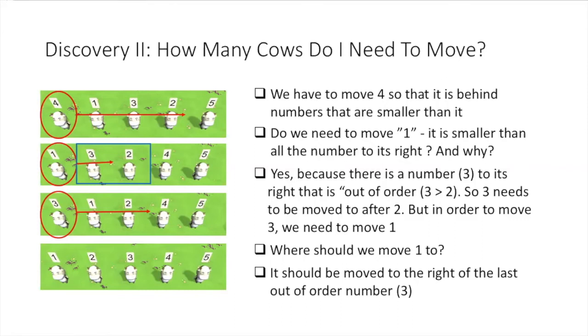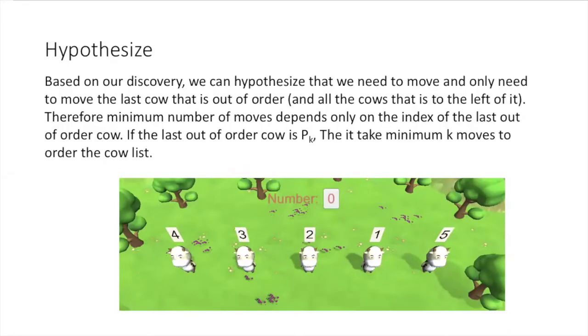Those are the 2 discoveries we have when we go through the experiment. After you go through this, you realize what you need to do. First, which element do I need to move, and where do I need to move it to? Second, how many elements do I need to move? Hopefully you realize that. So here's a hypothesis. It's a little long. We recognize that we only need to move the last cow that is out of order.